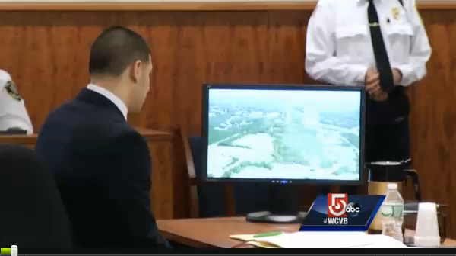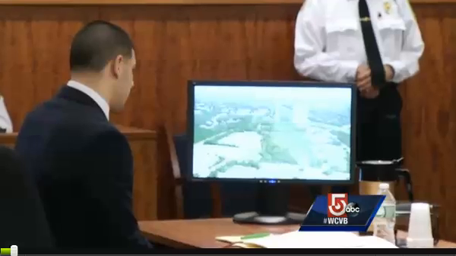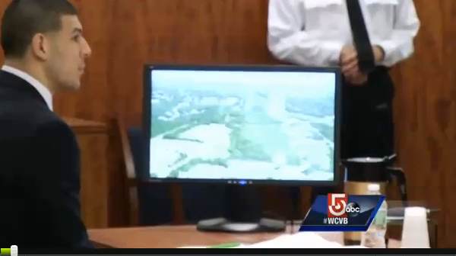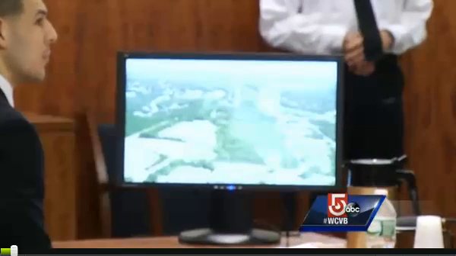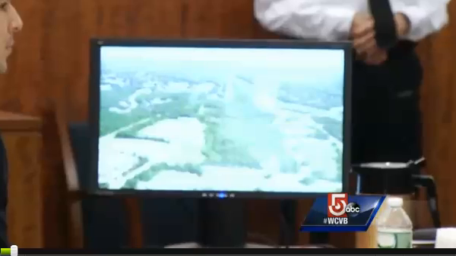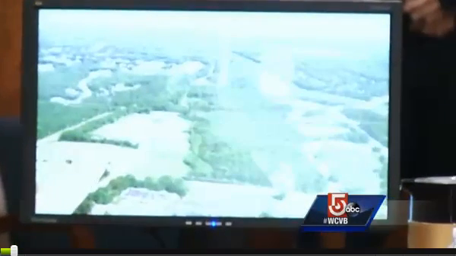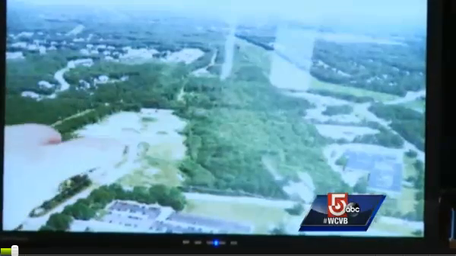Do you see your office building in this photograph? Not sure which one it is. If I put my finger here, does that seem to be your office building? Yeah, I believe so. And then the construction area is here.